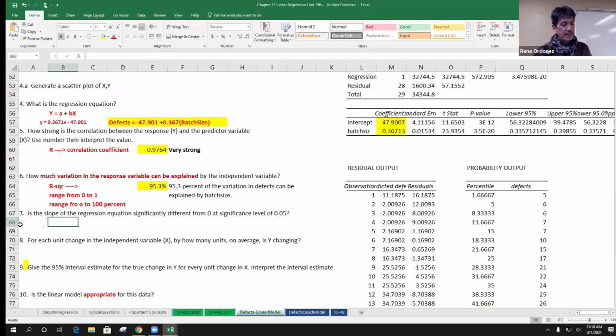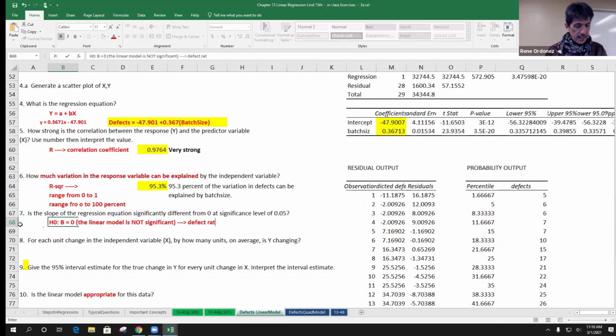Now, 7. We are going to test the slope of the equation. We set up the null hypothesis that B, the actual slope of the equation, is equal to 0. Translation: the linear model that we have chosen is not significant, meaning defect rate and batch size are not correlated.